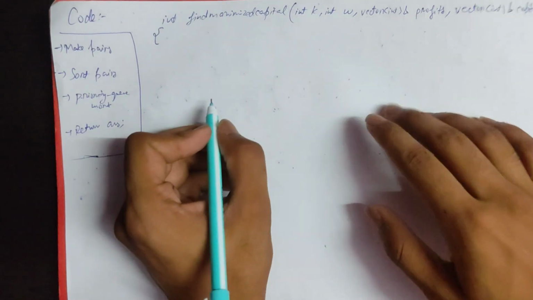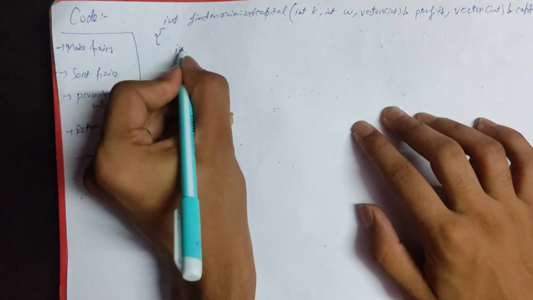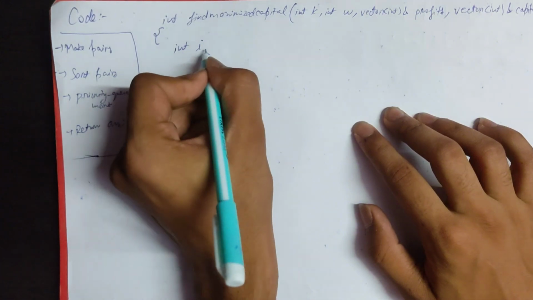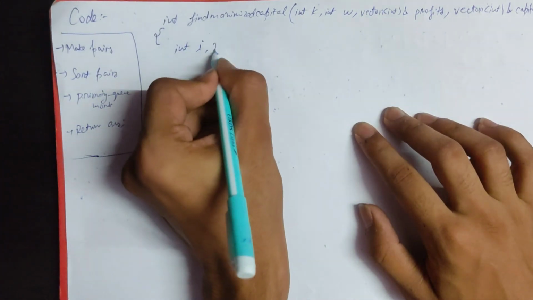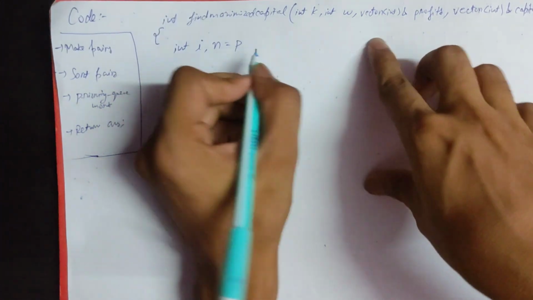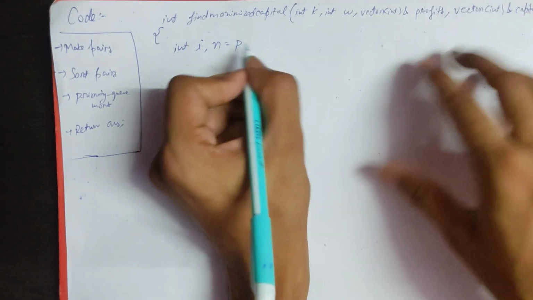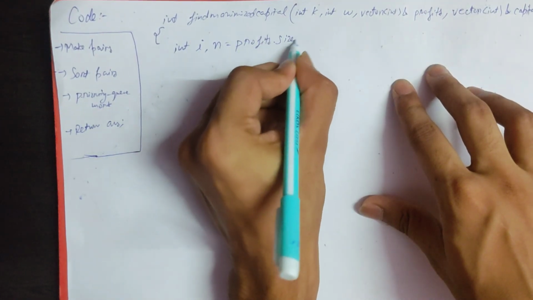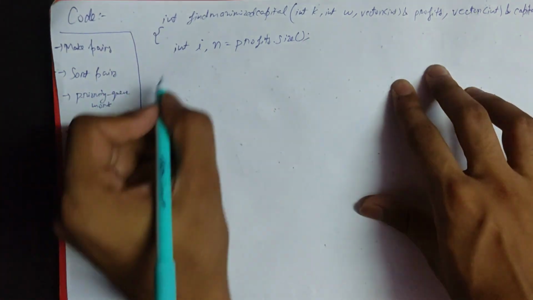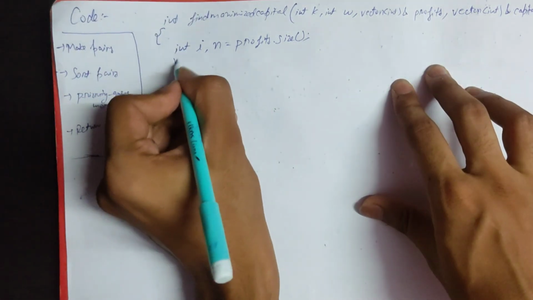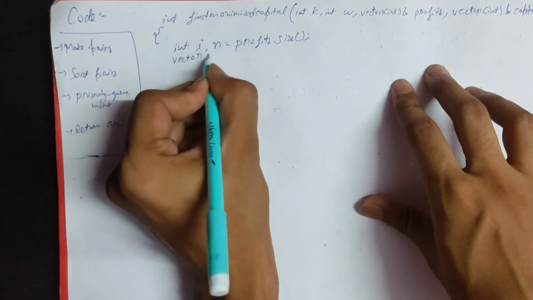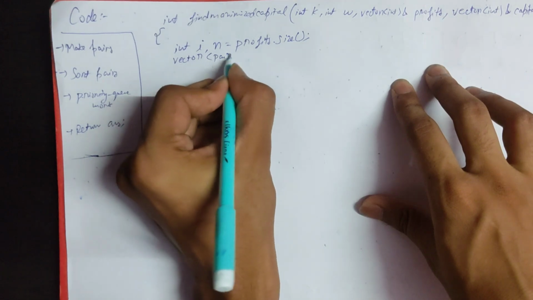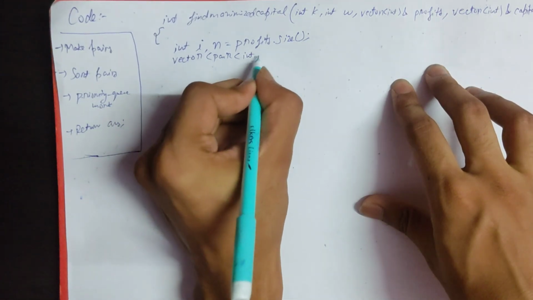Firstly, we will initialize the integer i, which we will use for our loops, and n, which will be the size of the profits vector, so n equals profits dot size. Now we will make the pairs, so we will just initialize the vector of pairs, vector pair int.